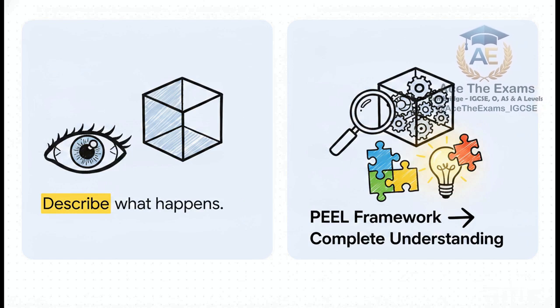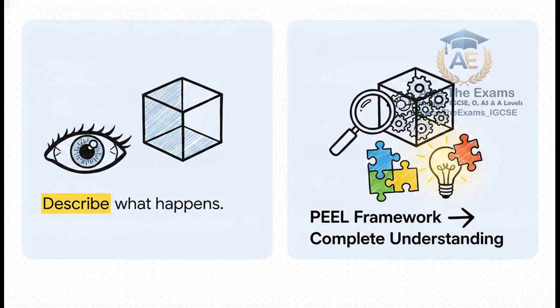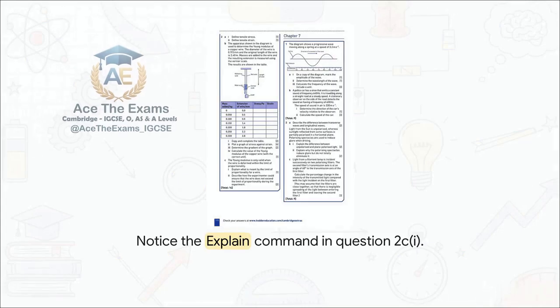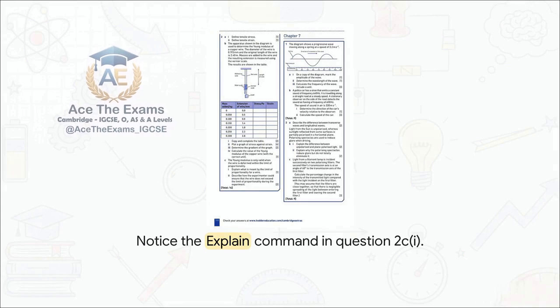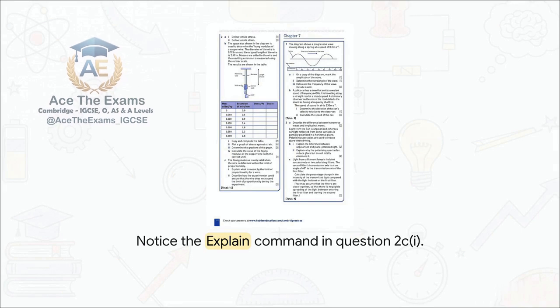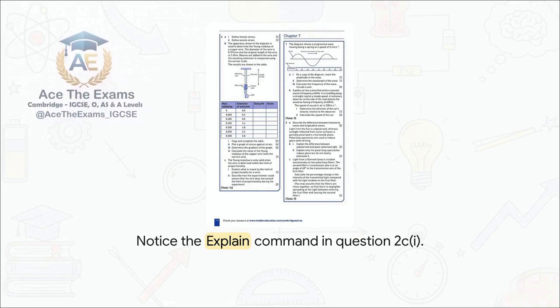Top students actually use a framework for this called PEAL: point, evidence, explanation, link. You make your point, back it up with evidence from the graph, explain the physics principle, and link it back to the question. Let's look at this in action with an actual exam question from Chapter 7 on the Young modulus of a copper wire. Question 2C, Part 1 asks, explain what is meant by the limit of proportionality for a wire.